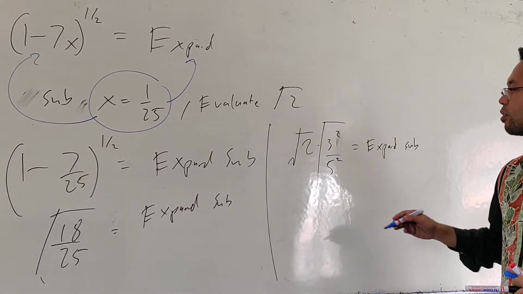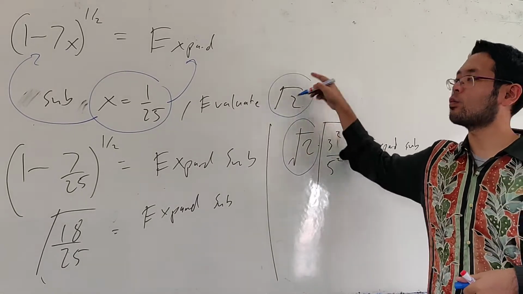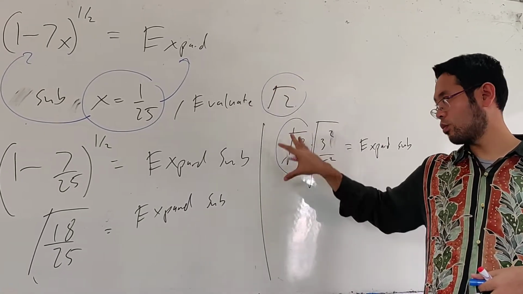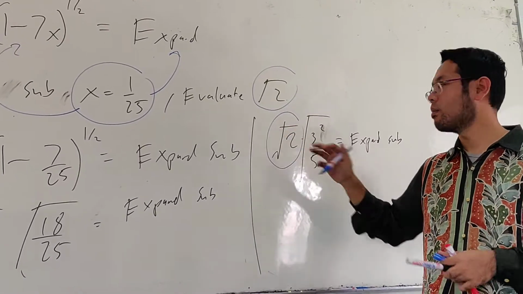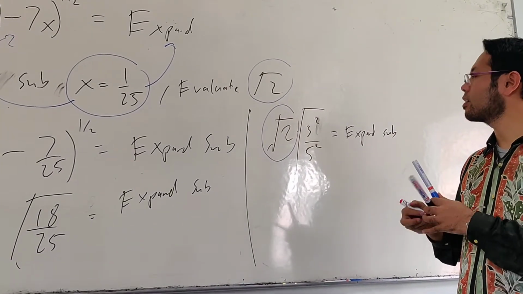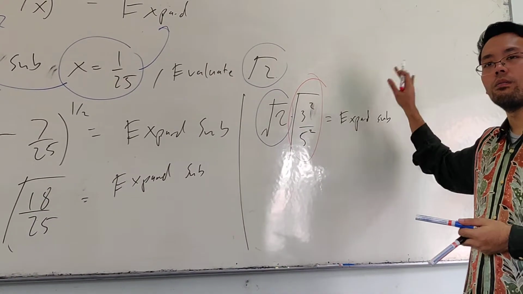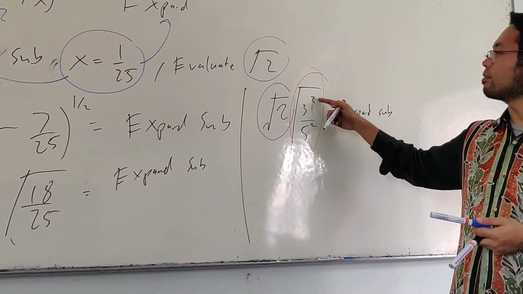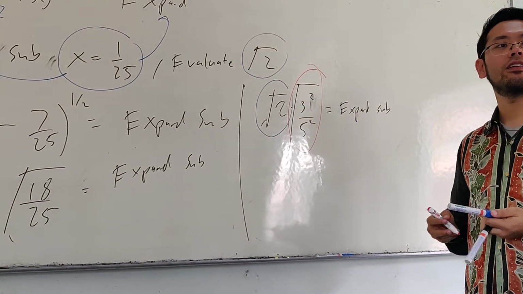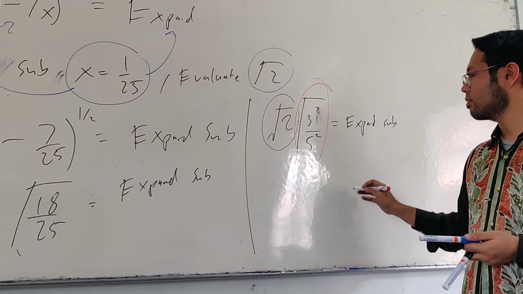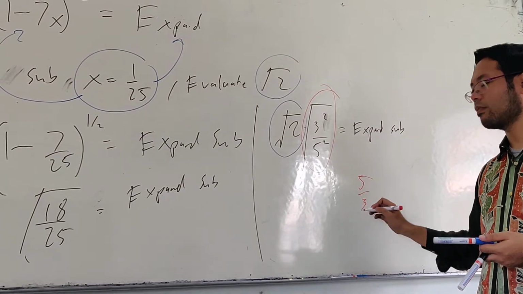Now, can you see your square root 2 as what we are trying to find? Okay, I want square root 2. I got here, but I do not want this thing here. So what should I do? Bring it to the right side. Well, 3 squared, 5 squared, square root, what do we get? 3 over 5. So bring it to the right side, what becomes? 5 over 3.